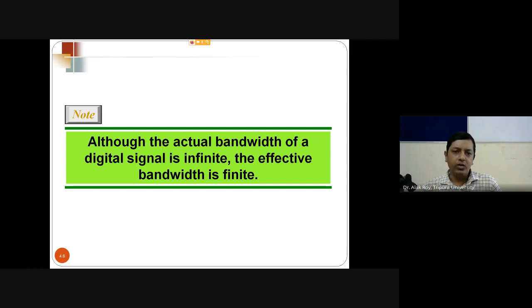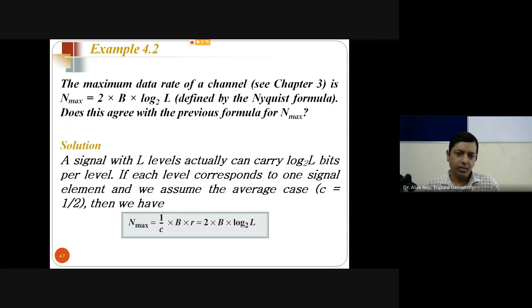Although the actual bandwidth of a digital signal is infinite, the effective bandwidth is finite. That is the actual case. Earlier we had a formula, 2B log base 2 of L. With that you can find the maximum bit rate.